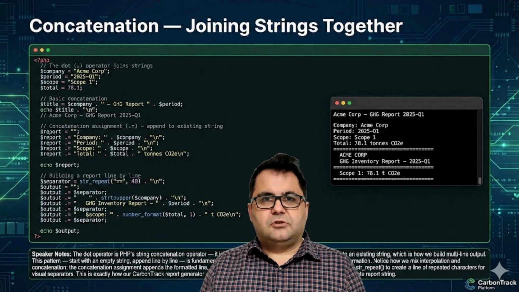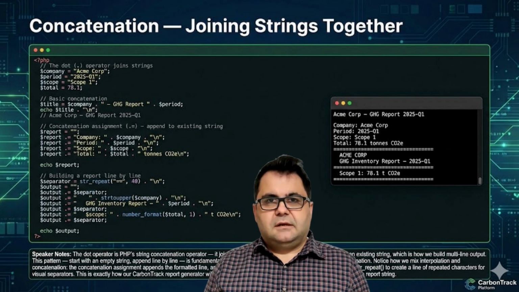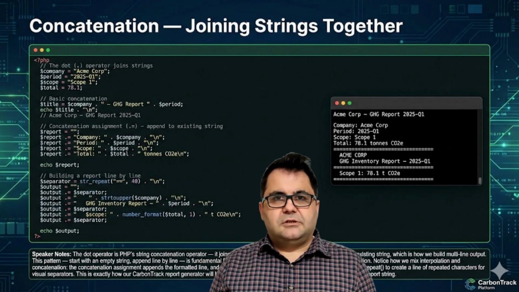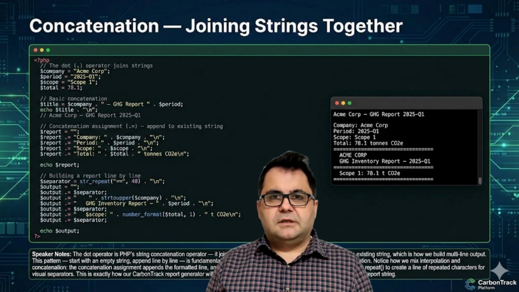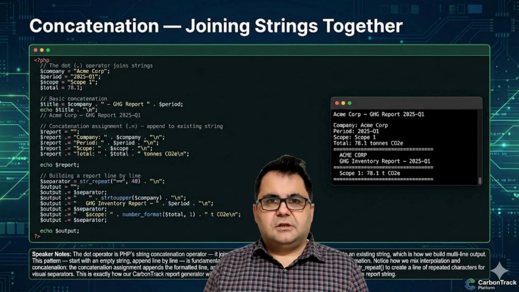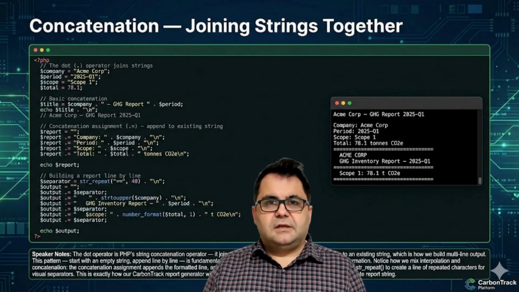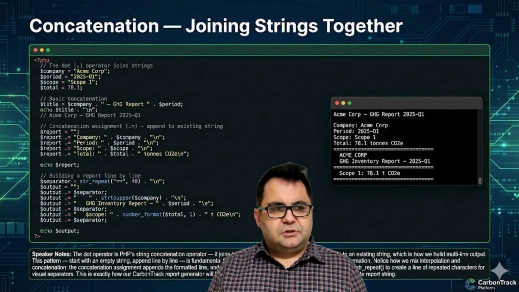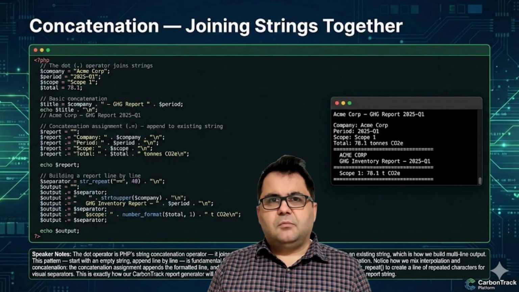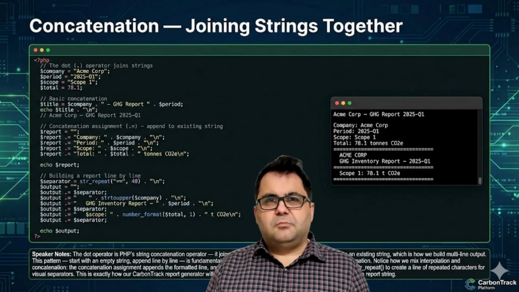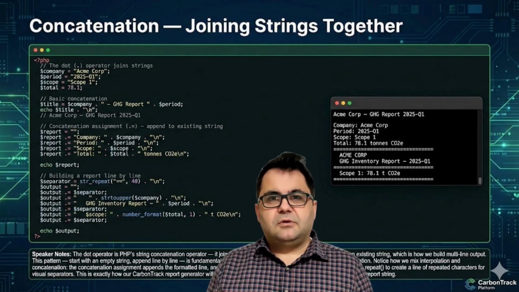Notice how we mix interpolation and concatenation. The concatenation assignment appends the formatted line, and within each line, variables are interpolated. We also use str_repeat to create a line of repeated characters for visual separators. This is exactly how our Carbon Track report generator will build text output, accumulating formatted lines into a complete report string.